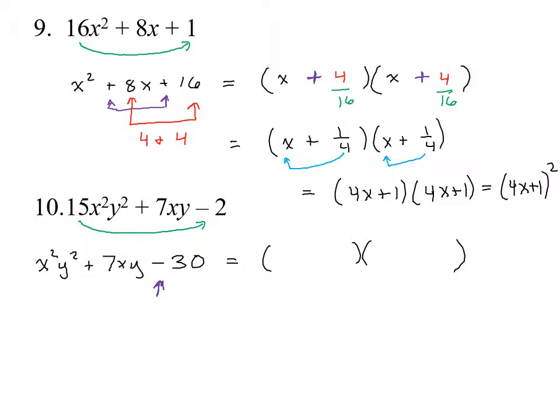There's a minus sign on the 30, so I need a positive and a negative. And so I need two numbers that multiply to 30 that either add or subtract to give me 7. And so I'm going to use 10 and 3. 10 times 3 is 30. 10 minus 3 is 7. Since the 7 has a positive, that means the bigger number gets the 10, gets the positive, and then the 3 on the negative. The x squared y squared would become xy.